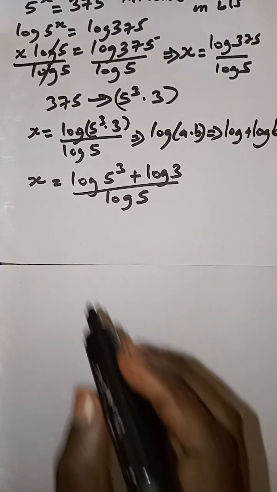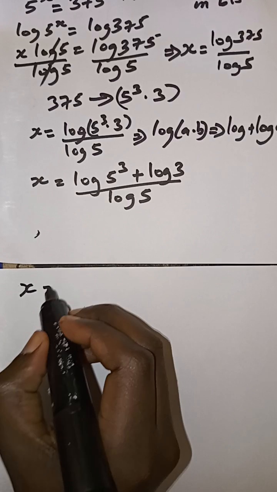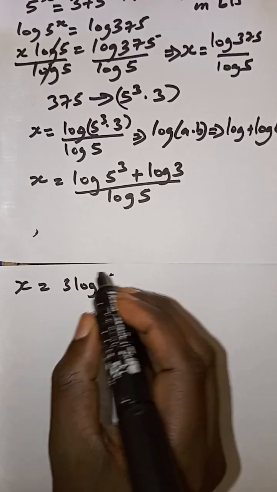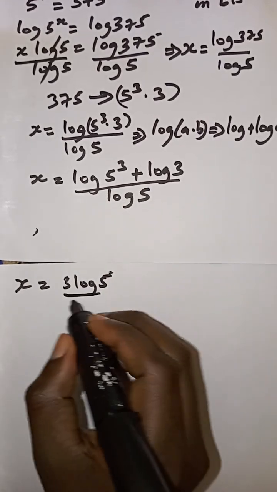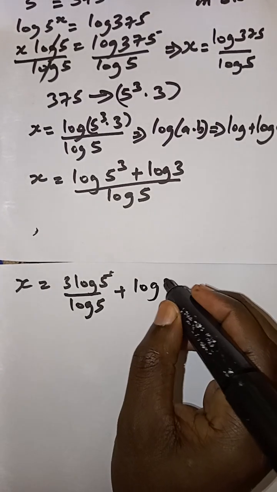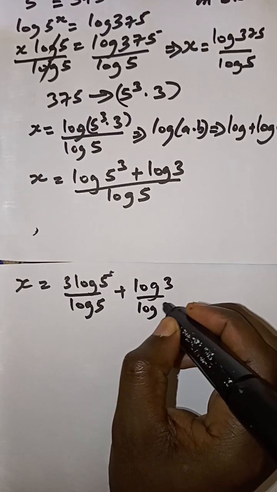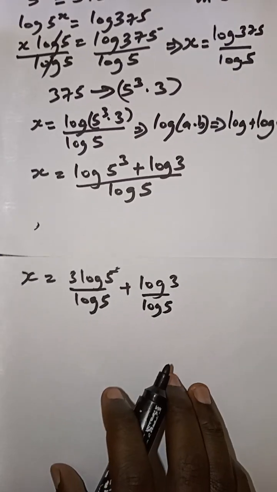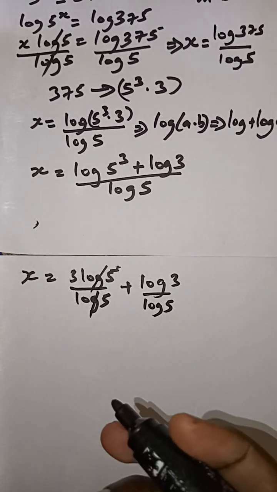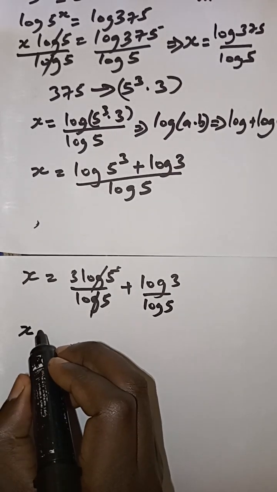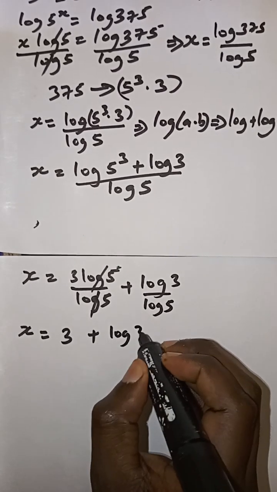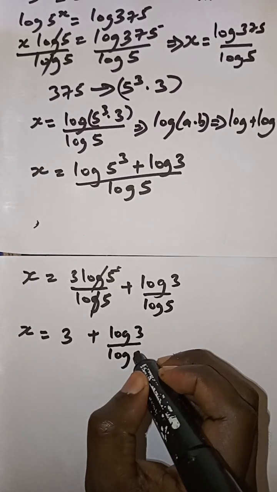So moving on, the value of x separated is going to be 3 times the log of 5, separated under a different denominator like that, plus the log of 3 divided by the log of 5. Next step, the log of 5 and log of 5 can cancel, and I end up with x being 3 plus the log of 3 divided by the log of 5 as our answer.